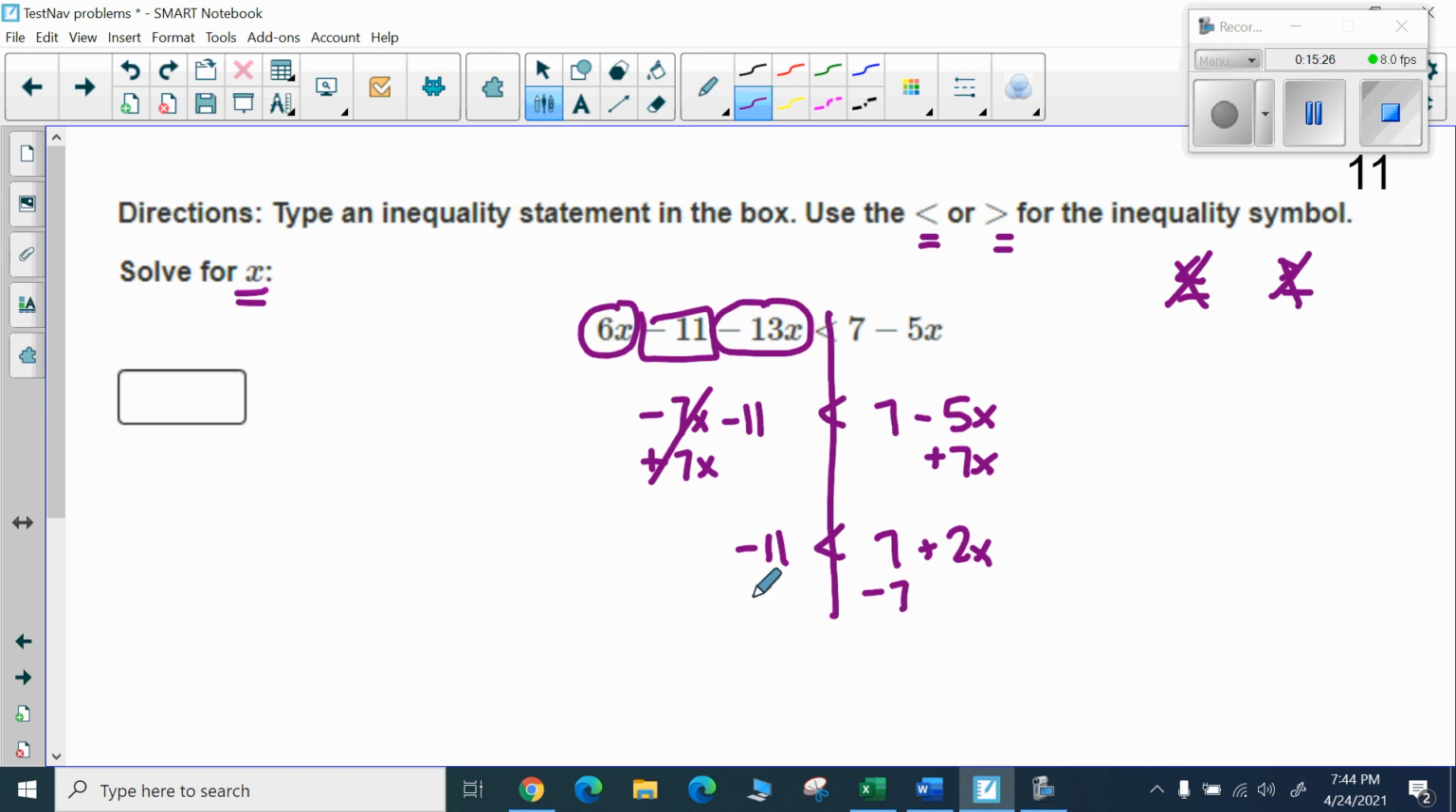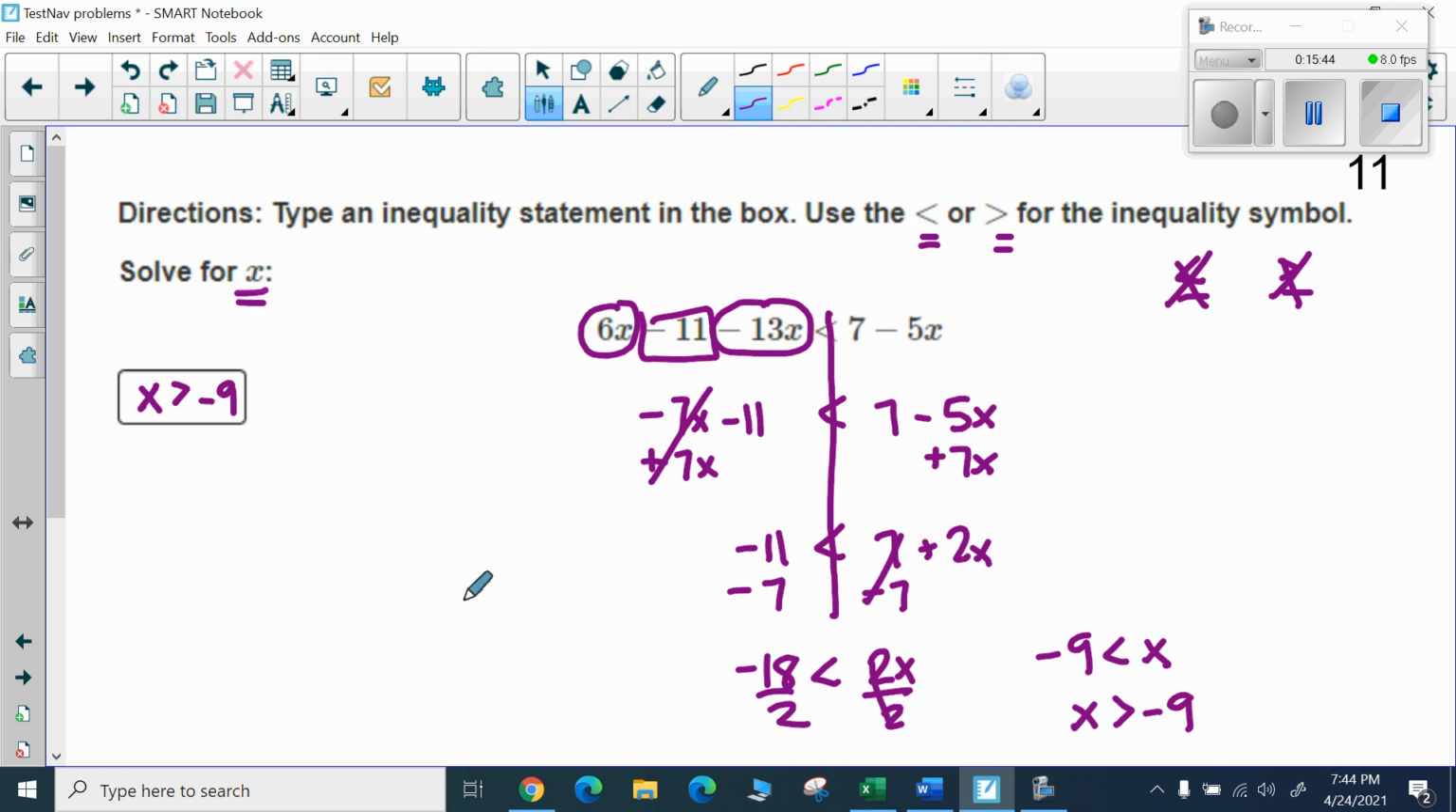And then we're going to get rid of our constants. And we have negative 18. And we're going to divide by 2. And we get negative 9 is less than x. If you want to turn it around, you would flip it like this. X is greater than negative 9. If you remember how to solve inequalities, you can do this the same way. You will have to remember that at the end, if you multiply or divide by a negative, you have to flip the sign around, and that's something that people usually forget.